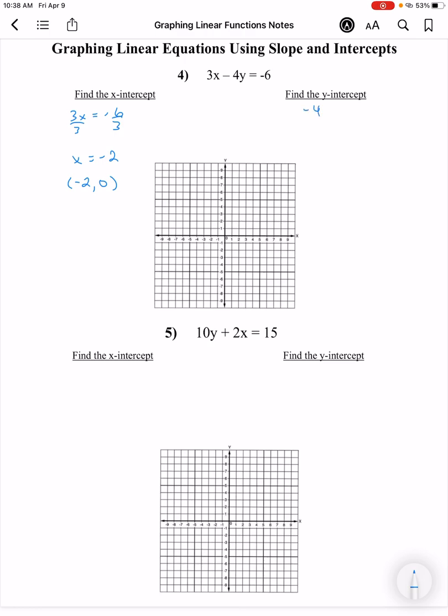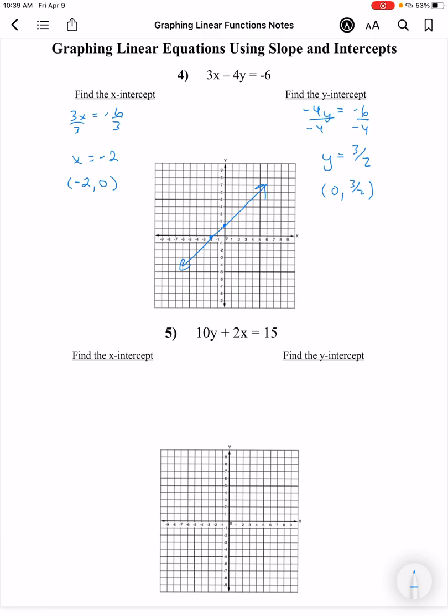Then I would go the same way and go -4y equals -6, divide by -4. So y equals 6 over 4, or 3 over 2. So then that location would be (0, 3/2), which is 1 and 1/2. So I'm going to plot those 2 points: (-2, 0), and then (0, 3/2) right there. And then I would use that to help me draw a line through those 2 points. And there is the equation from standard form to a graph. So again, I could just find the zeros, and then from there, make sure that the graph matches those zeros.